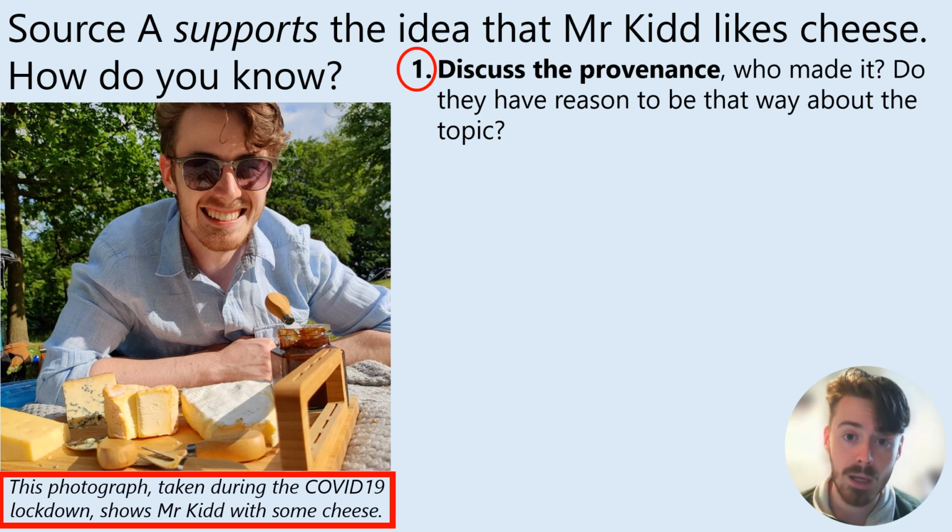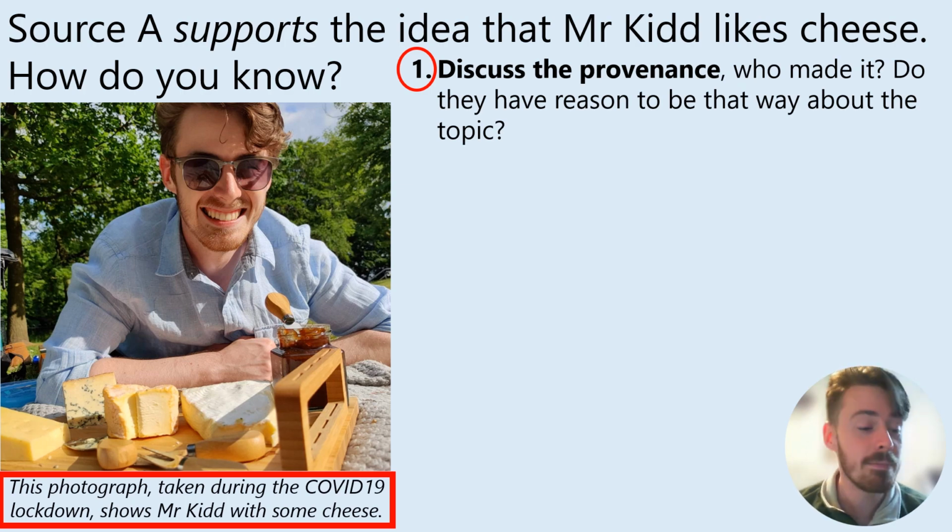If you know who that person is, or that idea, that group, that thing that made it, and you think about what you know about them, you often can come up with a reason why they'd be supporting. So in this case, on my one, you can see I've circled the provenance. It's often the little bit of writing nearer the source towards the bottom. This photograph taken during the COVID-19 lockdown shows Mr. Kid with some cheese. This picture was taken by me, so the provenance of this picture is that Mr. Kid made this, so Mr. Kid is the cause behind it. So why would that mean he likes cheese? Not really relevant in this case, so we're going to look for something else.